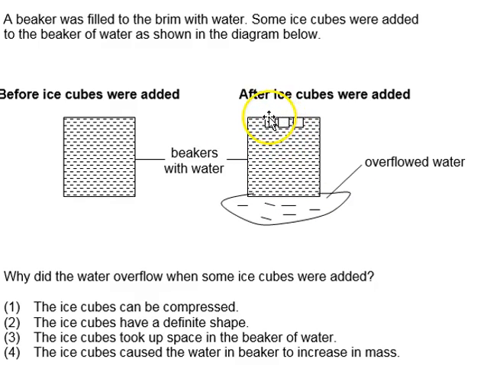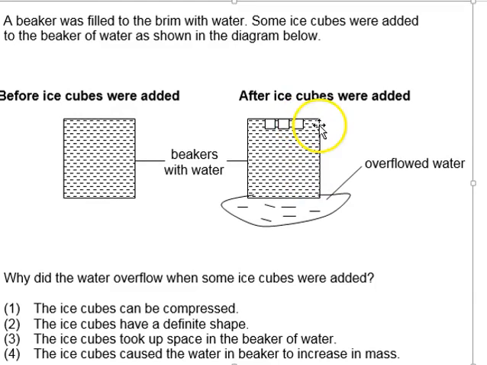Now we know that the ice cube will be inside the water, but the water is already full to the brim. Because the ice cube needs to occupy some space, some of the water will overflow from the top and spill over and wet the floor or the table or wherever that beaker is placed. So why did the water overflow when ice cubes were added? Option one: ice cubes can be compressed.